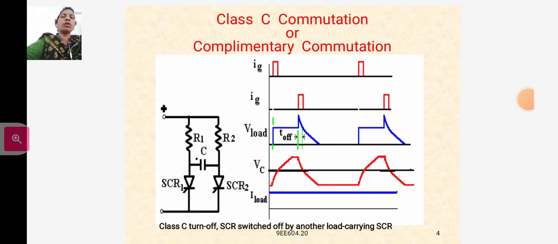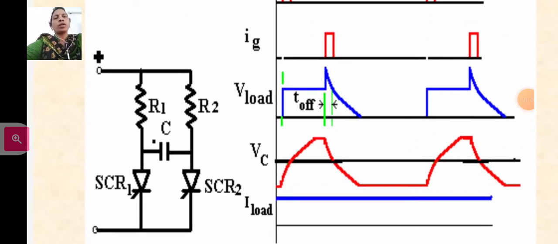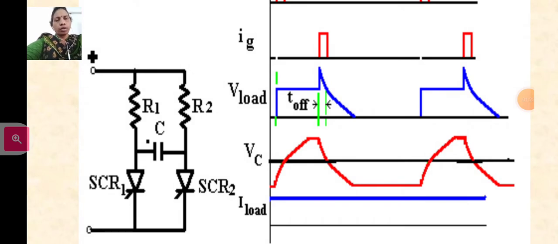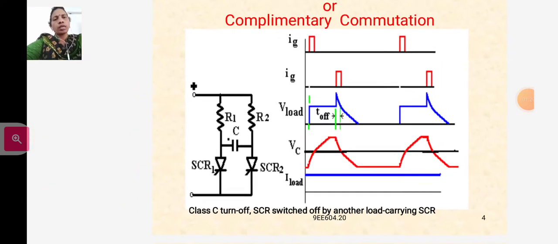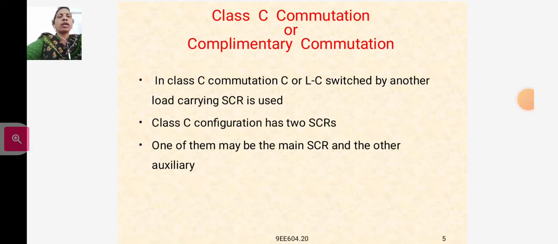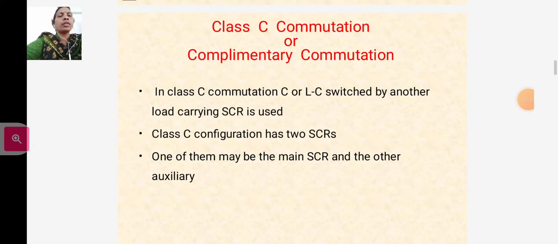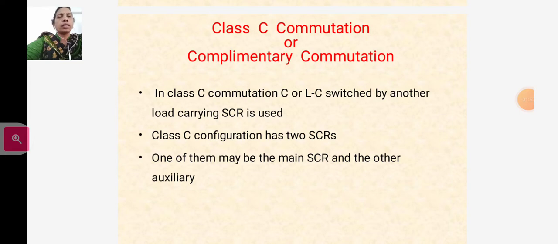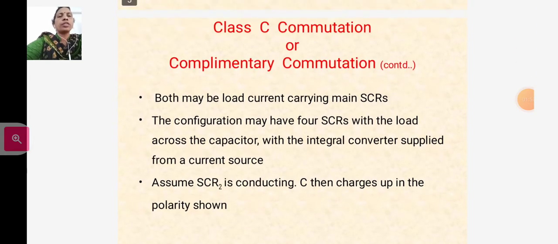In this circuit, it has R1 and R2 in parallel, and this is connected to capacitors, and SCR1 and SCR2 are connected in parallel. In class C commutation, C or LC switched by another load carrying SCR is used. Class C configuration has two SCRs. One of them may be the main SCR and the other auxiliary, and in this commutation, both may be load current carrying main SCRs.